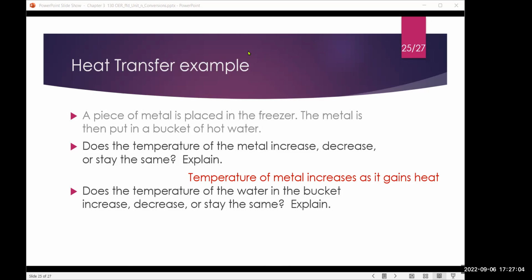Okay. Well, have you been to a restaurant where they have a mister? Have you seen a water mister? Oh yeah, that thing. And when you walk in, doesn't it feel cooler? Yes. Why is that? Because the water is taking the energy, the heat, away from your body and cooling you down.